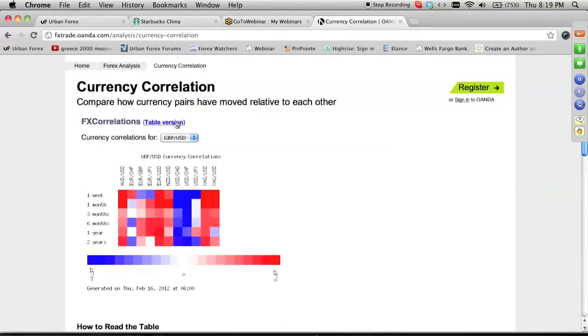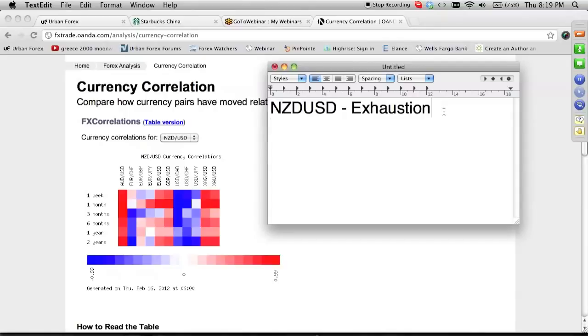So what we do is we first go into currency correlation, put out New Zealand dollar. We write down all the dark reds and all the dark blues. Dark red means goes together. So what goes together? Aussie dollar goes together. And we only have Aussie dollar and we have US dollar CAD that goes against. US dollar CAD goes opposite. So this exhaustion says long. So this should be long and this should be short. Now let's take a look.